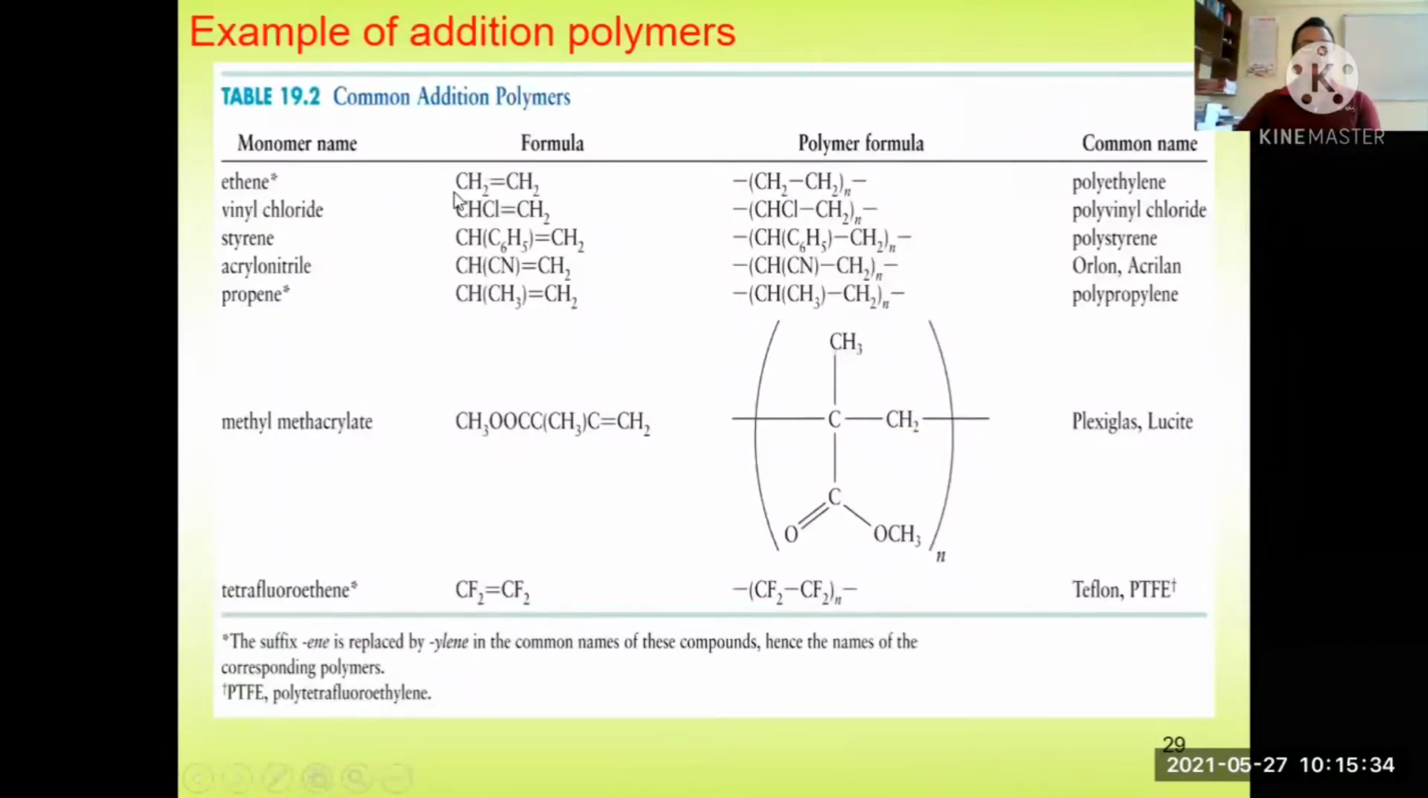Monomer ethene, this is the structure of ethene, you get polythene. Monomer vinyl chloride, we get polyvinyl chloride. The monomer is styrene, we get polystyrene. Your monomer is acrylonitrile, this is your acrylonitrile, and the polymer is called Orlon, etc. So here what you can see is that addition polymerization takes place through vinyl monomer, that means the monomer which has a carbon-carbon double bond. So these are a lot of addition polymers.